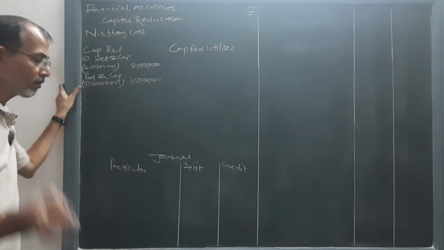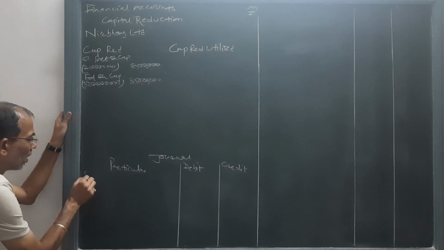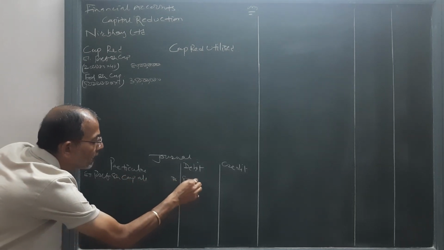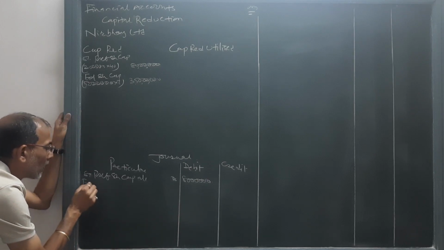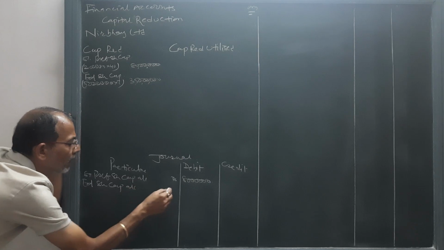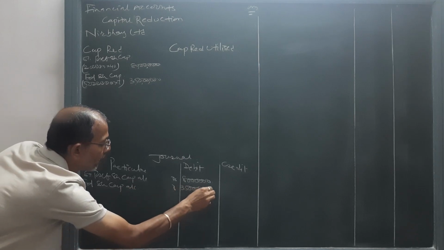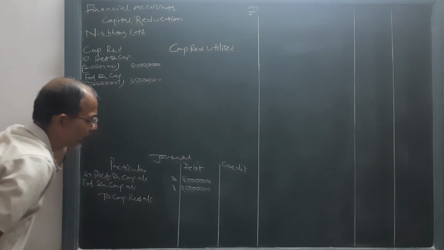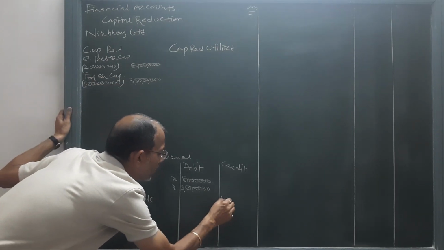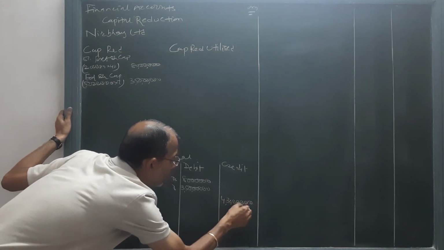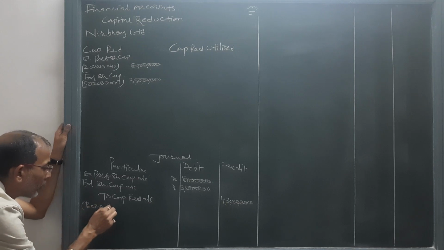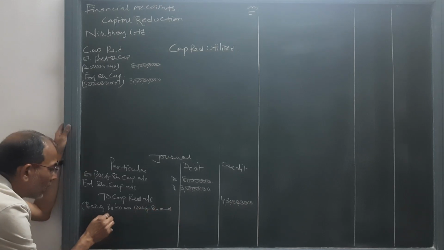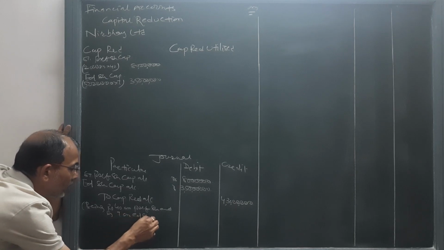Now, first we will write a journal for this. 8% preference share capital account debit 80 lakh, equity share capital account debit 3 crore 50 lakh to capital reduction account 4 crore 30 lakh, being rupees 40 on preference shares and rupees 7 on equity shares were reduced.